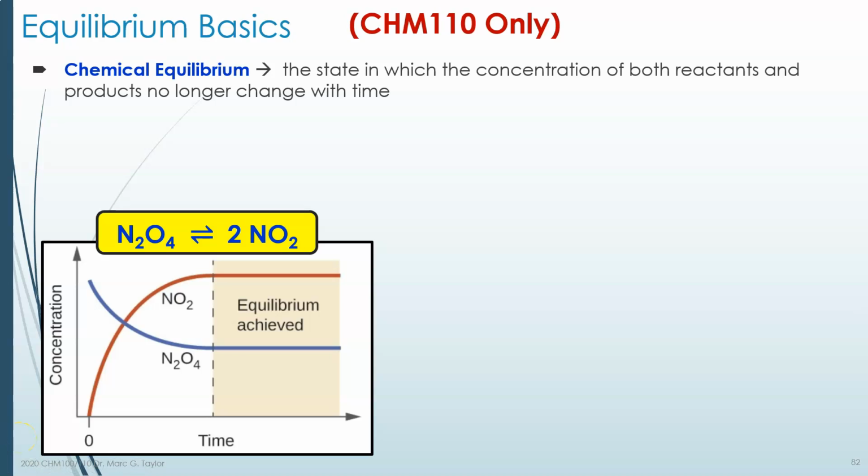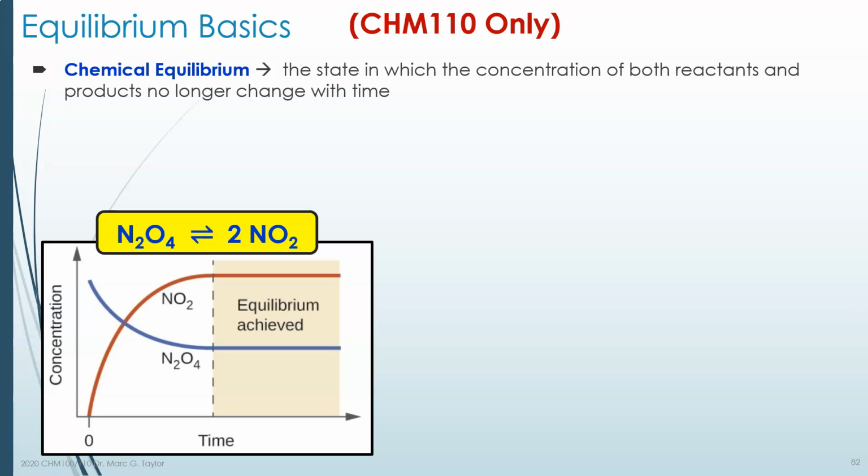So if we look at this graph here, you see this is a curve of concentration of one of the two substances versus time. And if we focus on the blue curve, this is our starting material, N2O4, we see that we start at a very high concentration at time 0, and if we let the reaction go, the concentration drops and it eventually plateaus at some level. But that level is not 0. There is still some N2O4 left if we wait long enough.